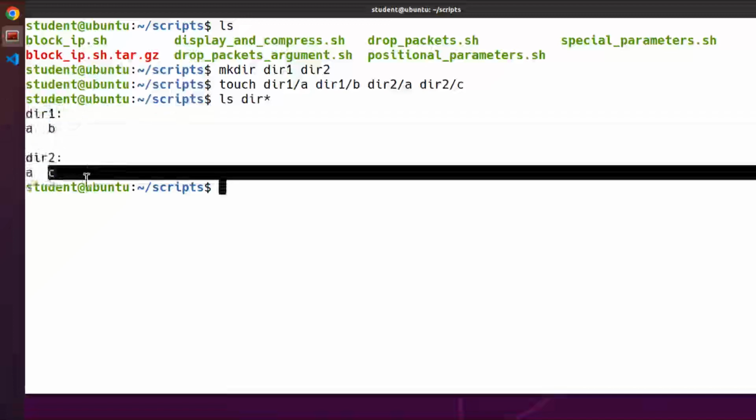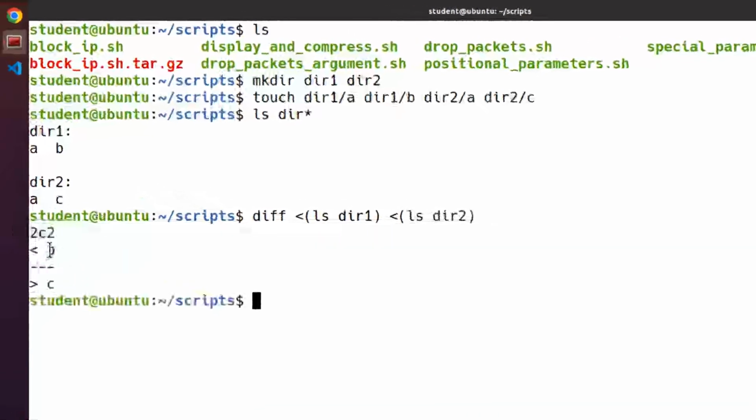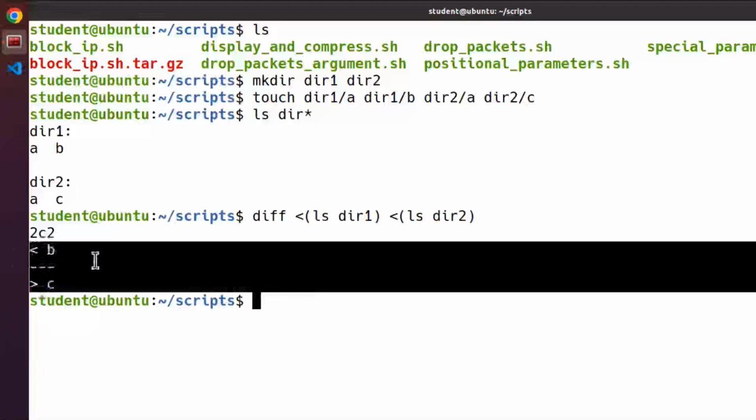And now the command that will use process substitution to compare the contents of the directories. Diff is the command, and I'll give it two process substitutions as arguments. ls dir1 and the second one ls dir2. And it showed the differences. b and c are the files that don't exist in both directories.